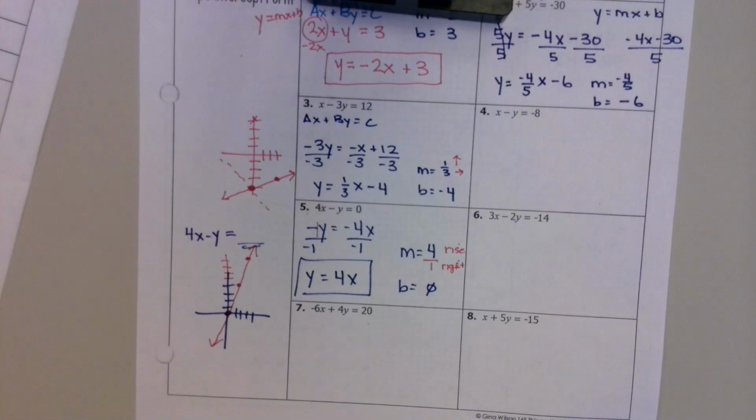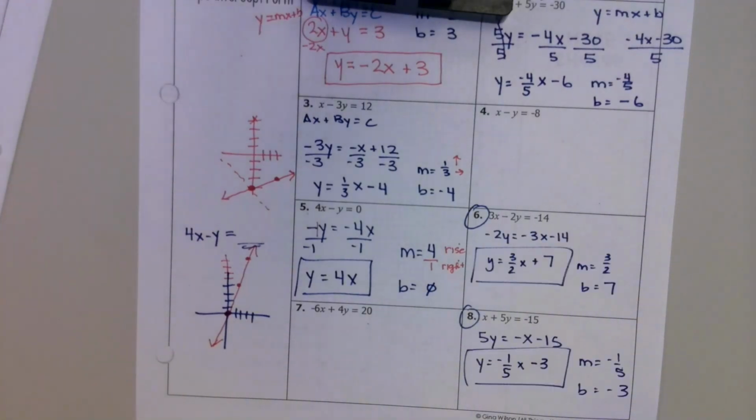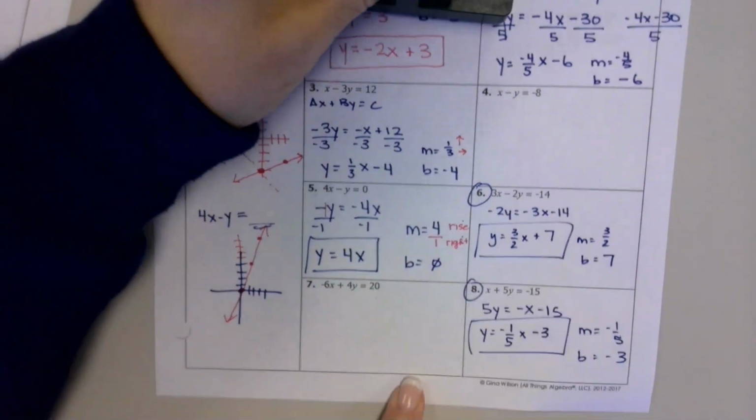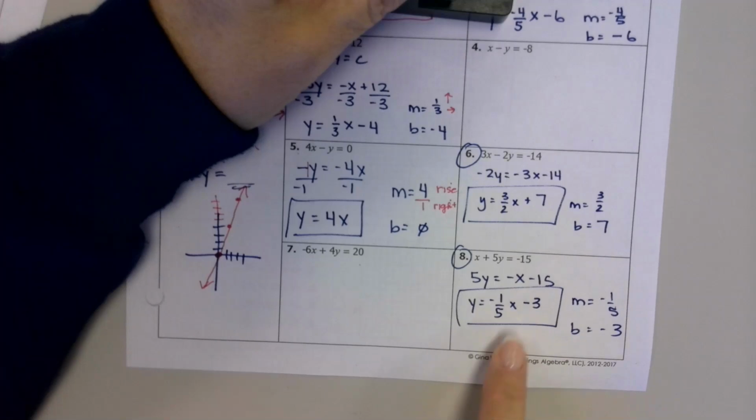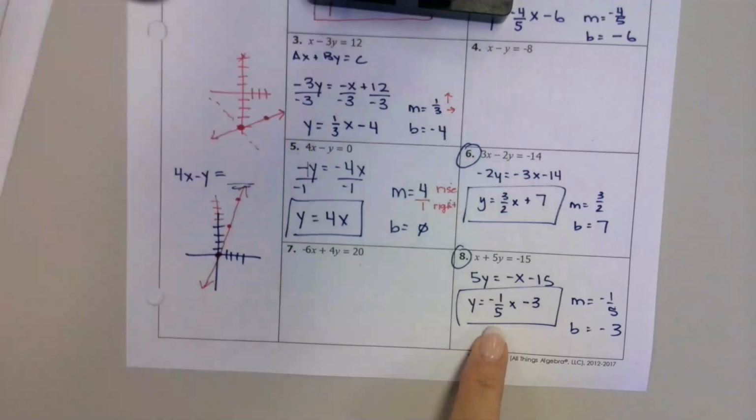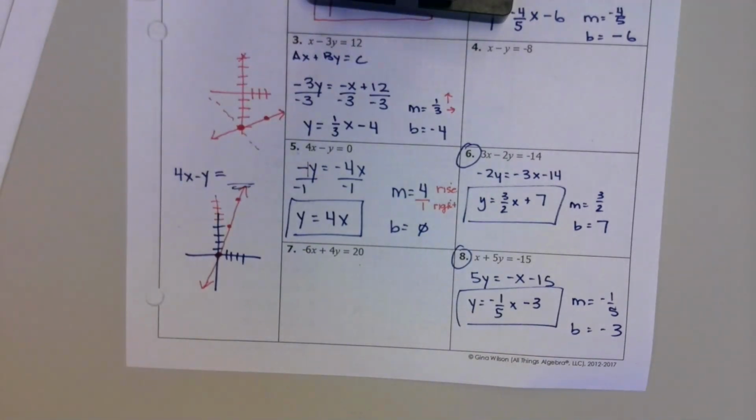Okay, let's go ahead and pause this, and you do 6, 7, and 8. Okay, here's what I came up with. So we move this over, I end up with 3/2 x plus 7. So my slope, my intercept down here. When I move the x over, I have a negative x. So my slope actually becomes negative 1/5. So this negative that's right here is super important. So I have negative 1/5.